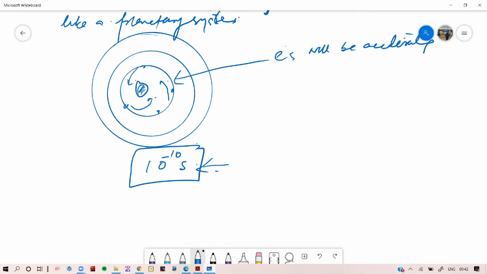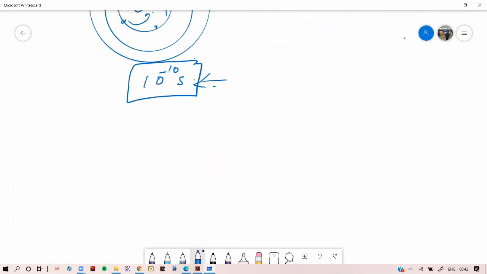Another drawback or limitation of Rutherford's model: there is a central part, the nucleus, which is concentrated mass at the center. Electrons are orbiting in circular orbits under the Coulombic field of the nucleus. This postulate led to another drawback of Rutherford's model: it was not able to explain atomic line spectra.